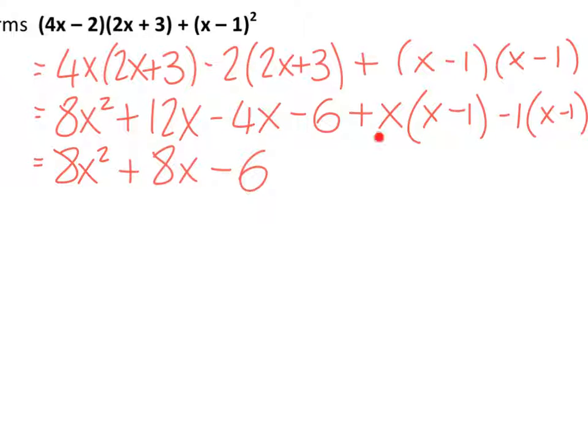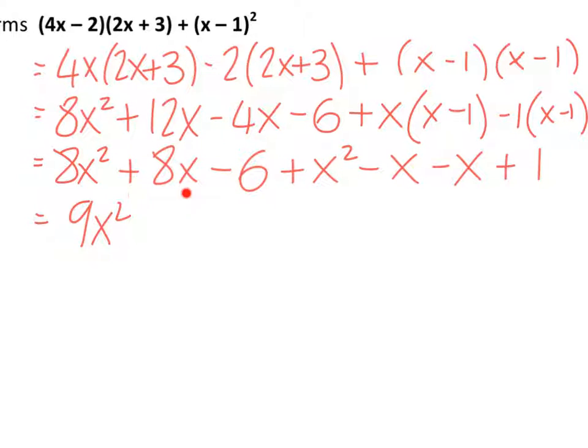Now moving on here to the second part where we're multiplying these brackets out, we have x times x, which is x squared. Then x times -1 is -x. Then -1 times x, -x again. And then we have -1 times -1, so two negatives multiply to give us a positive, and that's 1. Once again, we are looking to simplify, which means we're looking for like terms. So we have 8x squared, and then we have plus x squared. So that gives us 9x squared.